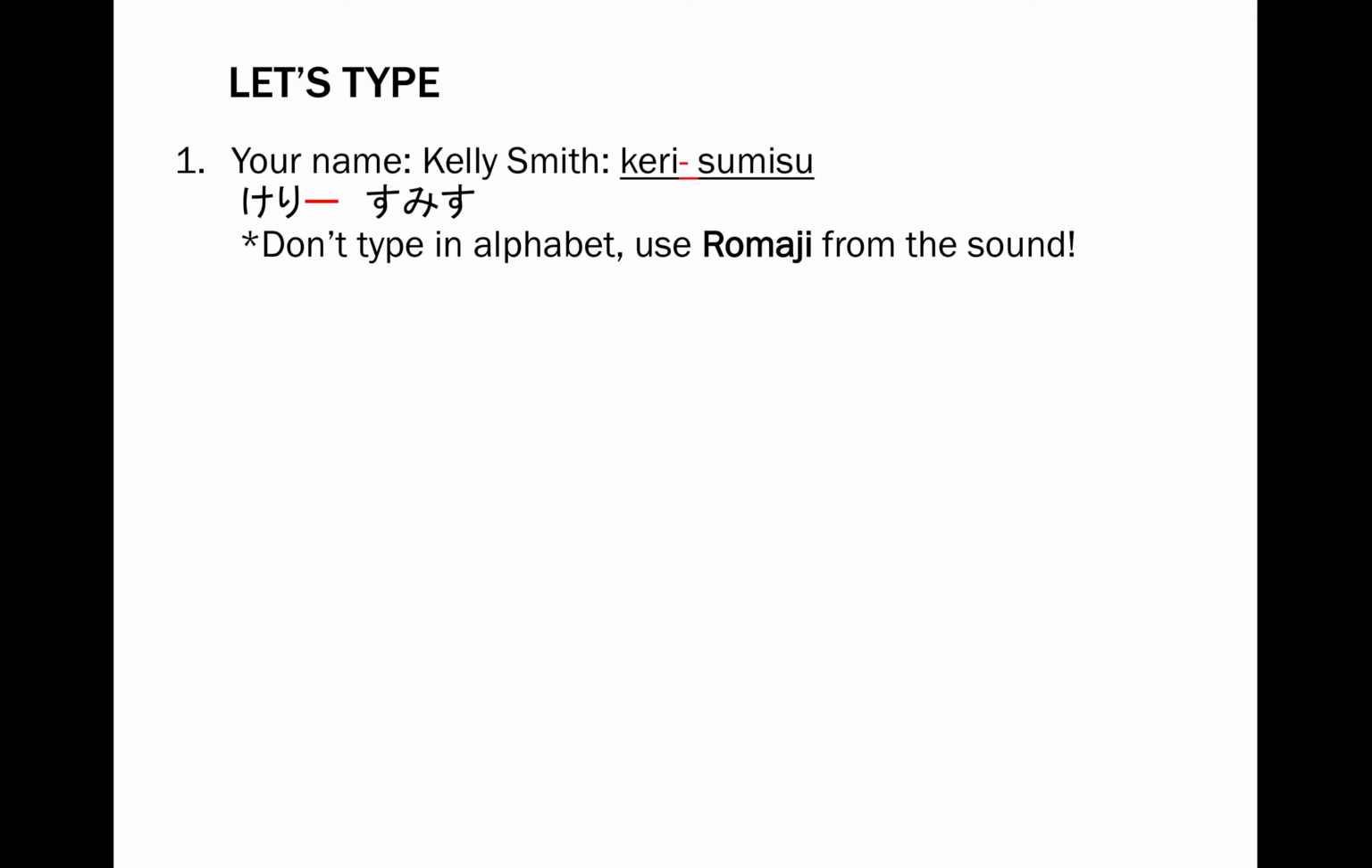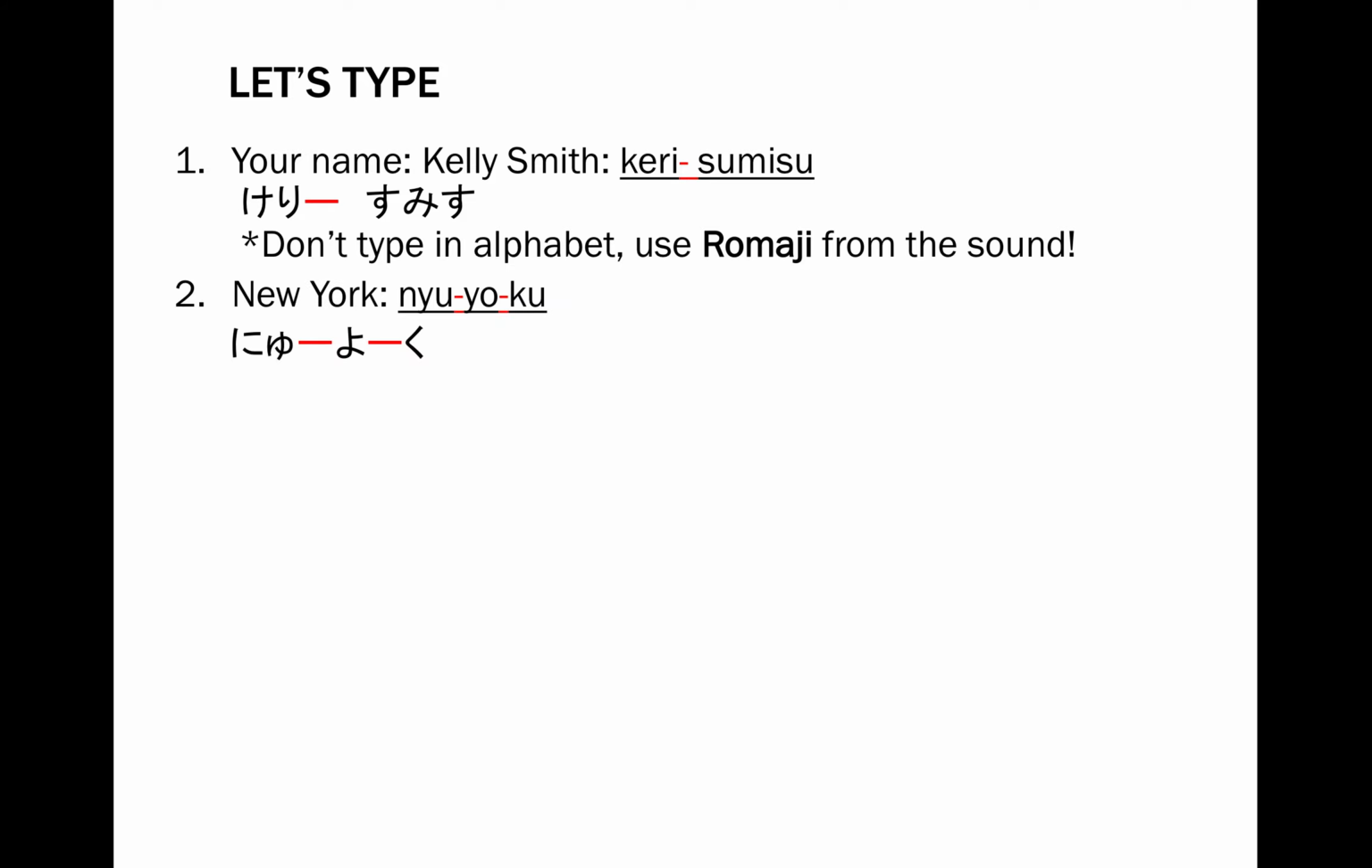Let's do typing practice. Try to type your name. If your name is Kerry Smith, you type KERI-SUMISU. Notice, don't type in the alphabet. Use Romaji from the sound. So don't follow the spelling, you just follow the sound.